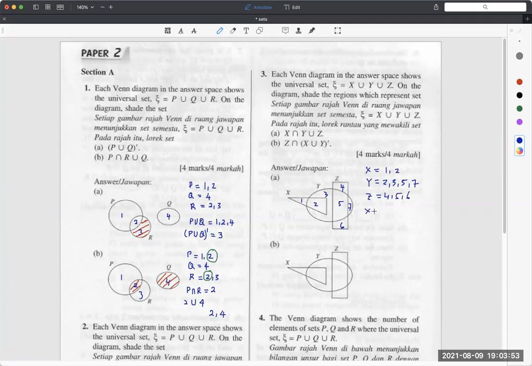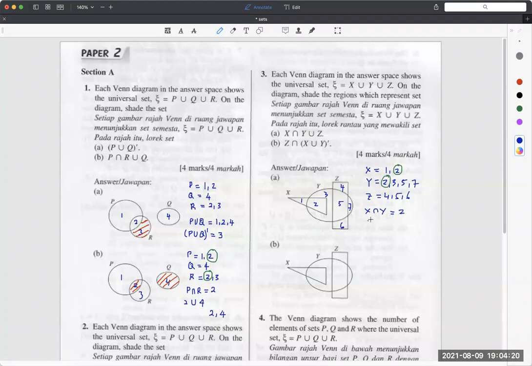X intersect with Y. We look at the list. Ignore dulu the diagram. Diagram ni when we want to shade later. So X intersect with Y will be the areas where we have the same numbers. Kan? So X intersect with Y will be 2.